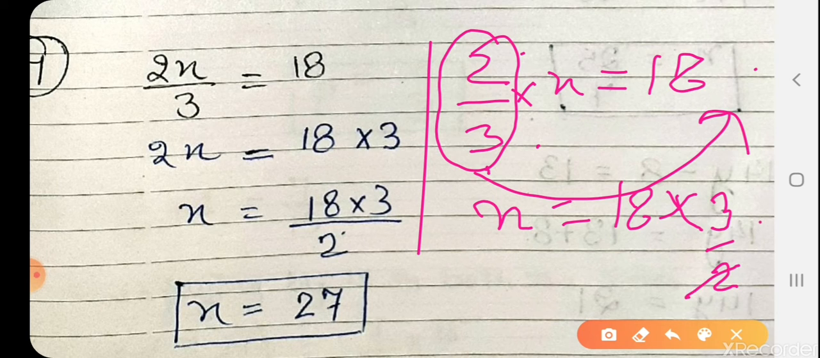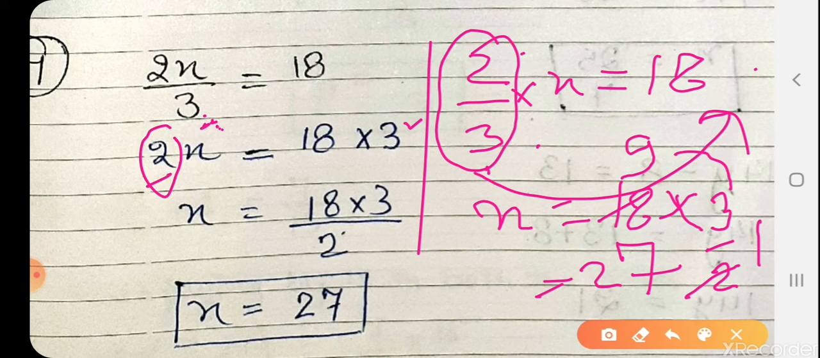So 2 ones are 2, 2 nines are 18, and 9 threes are 27. We can solve this like that also. Otherwise, here this 3 is dividing, so because it is dividing, after transposition it will multiply. Now here 2 is multiplying, after transposition it will divide.